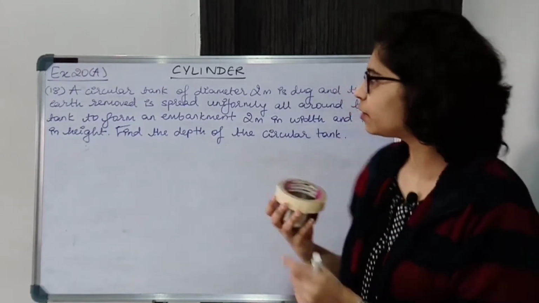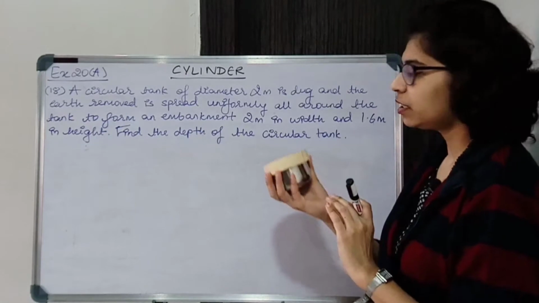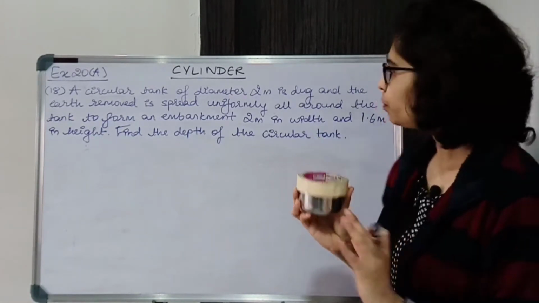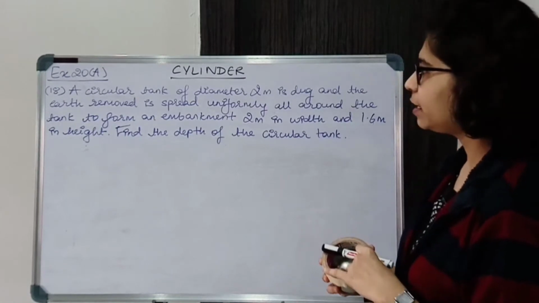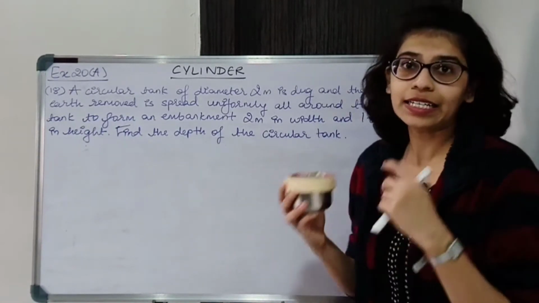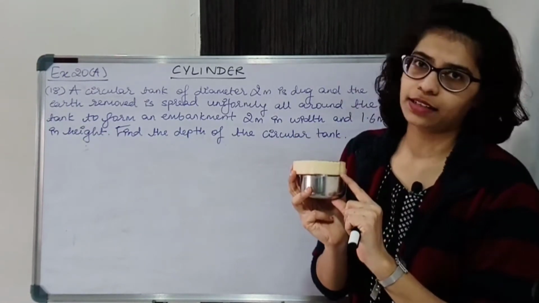Now what are we given? We are told that the circular tank has diameter 2. So the radius we can easily find, and we are not given the height over here. We are supposed to find the depth, that is the height of the circular tank. So we have to find its height.